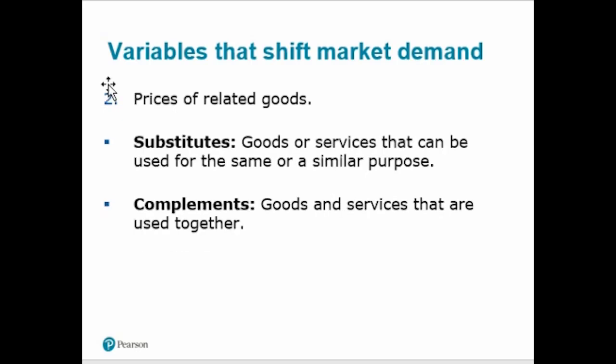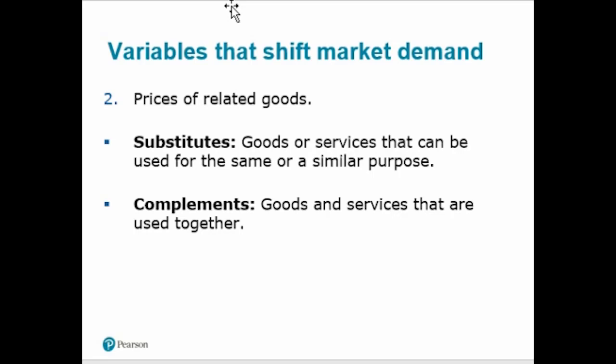The next variable which shifts or brings change in our demand is called the price of related goods. And there are two types of related goods. One is called substitute and the other is called complement. Substitutes are those goods or services that can be used for the same or a similar purpose. When we don't have tea, we will buy coffee.